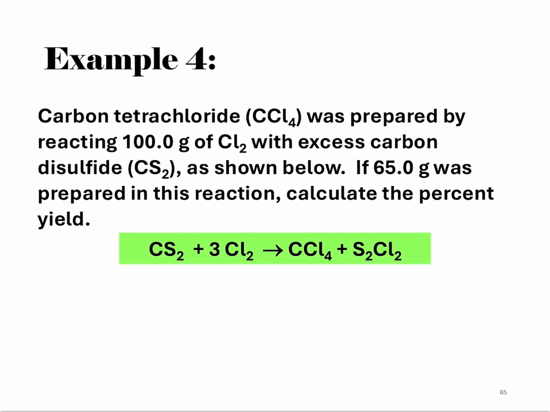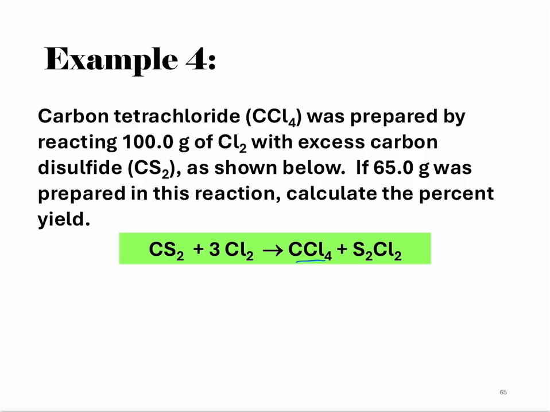So here we have a carbon tetrachloride that's being prepared, right? So carbon tetrachloride is on which side of our chemical equation here? It's on the product side, right? This is carbon tetrachloride. We know what that molecule is because we can name those molecules, right? So remember our prefixes and everything. And it's saying this was prepared by reacting 100 grams of chlorine gas with excess carbon disulfide, right? So carbon disulfide and chlorine are our two reactant molecules here. And it's saying if 65 grams was prepared in this reaction, calculate the percent yield.